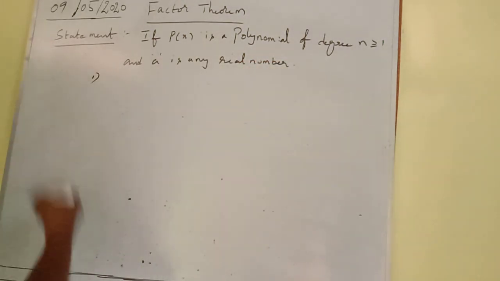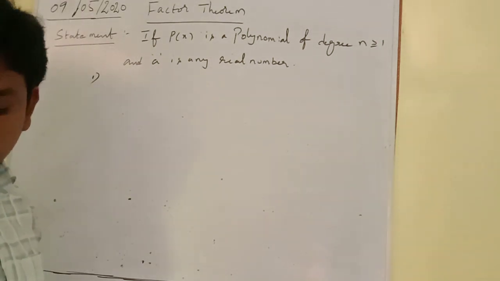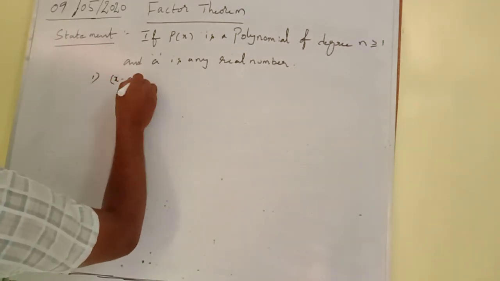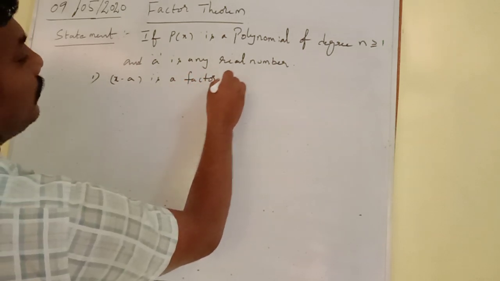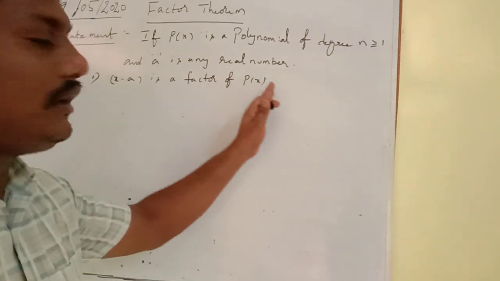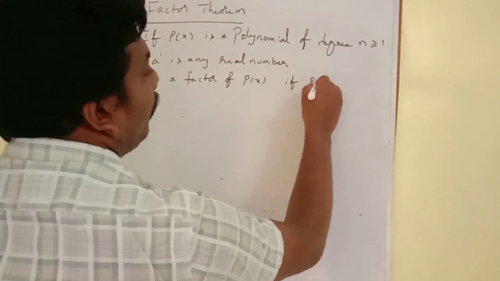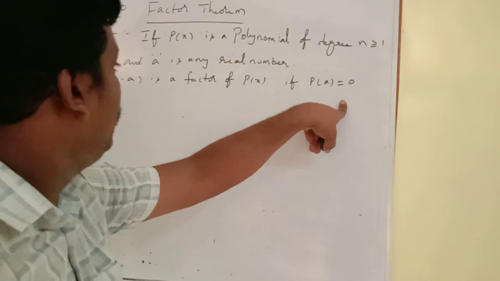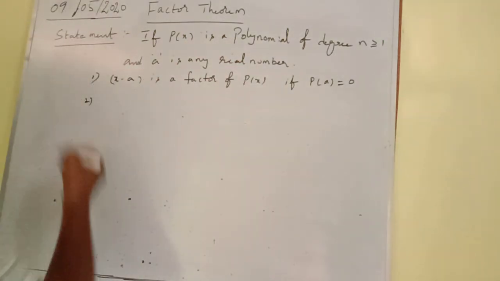Now what is the first statement? Then x minus a is a factor of p of x if p of a is 0. That means if p of a is equal to 0, then x minus a is a factor of p of x.